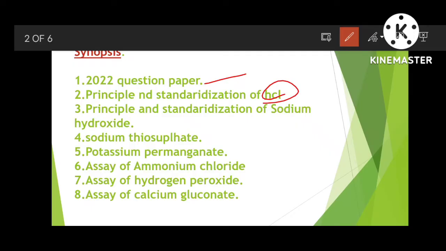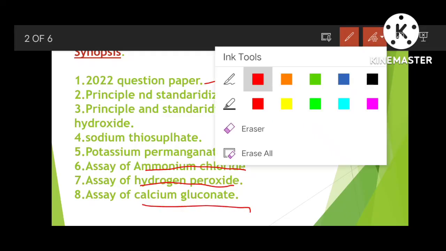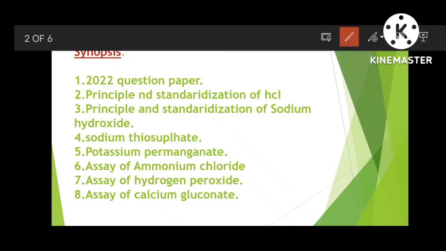What is the main principle for HCl, sodium chloride? They will ask you, write the principle of sodium chloride, HCl, hydrochloric acid, sulfuric acid, potassium permanganate. Then assay of ammonium chloride. In that, write the assay principle of ammonium chloride, write the assay principle of hydrogen peroxide, write the assay principle of calcium gluconate. In this way they will ask this type of questions.